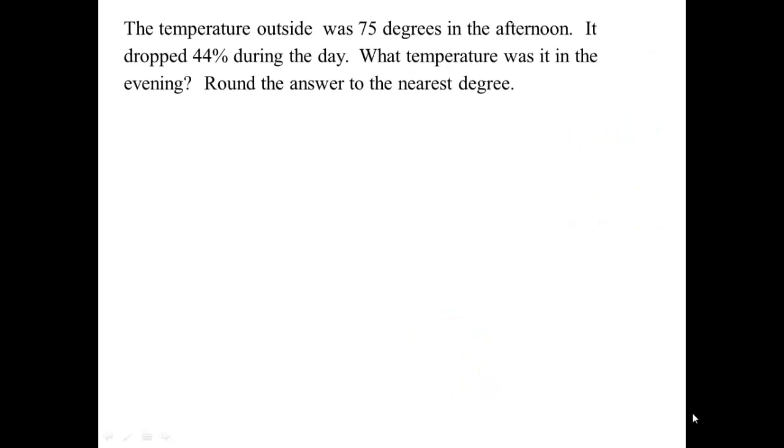The temperature outside was 75 degrees in the afternoon. It dropped 44% during the day. What temperature was it in the evening? Round the answer to the nearest degree. The first question that we need to ask ourselves is, what is 44% of 75? This is in the form part is percent of whole.